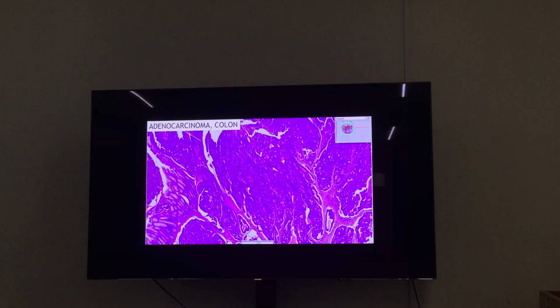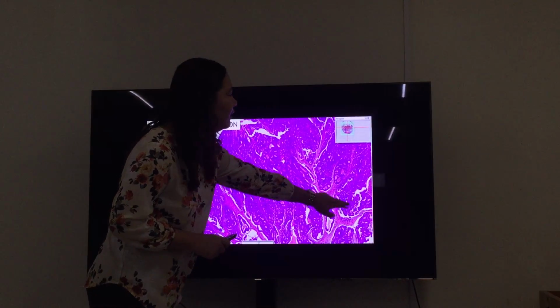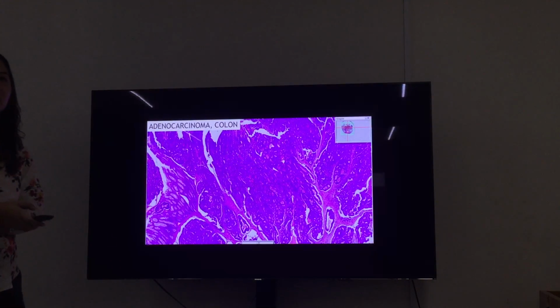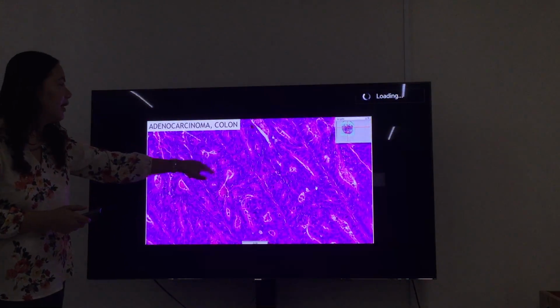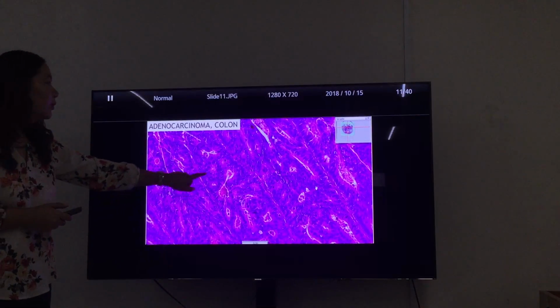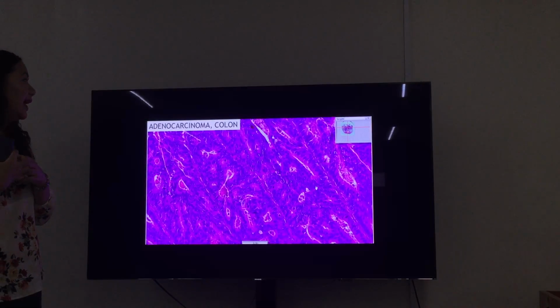And another feature that you can see here is the presence of what? Invasion to the muscularis. Okay, so ito yung smooth muscle layer. It's invaded by our apical cells. So, invasion. So, closer view, ito yung sinasabi ko, there's back-to-back arrangement of your glands. So, one gland, another gland, so back-to-back. So, closely packed yung glands.